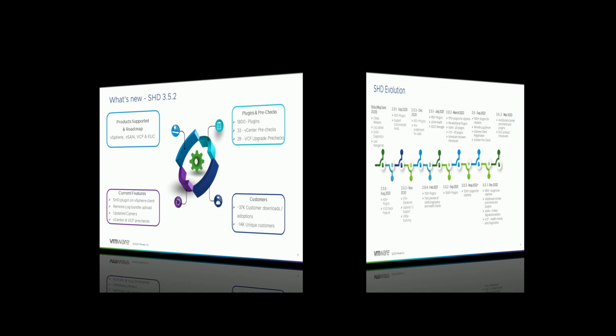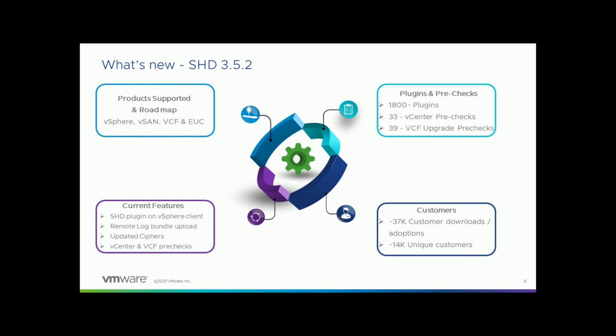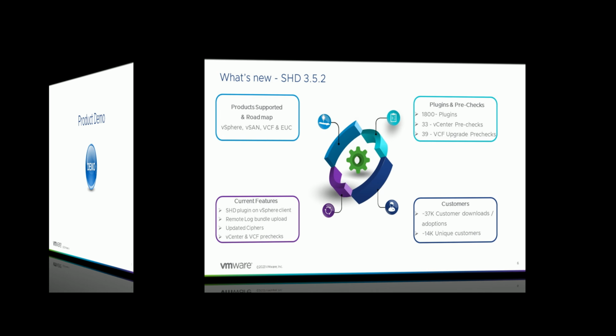Let's now look at what's new with SHD version 3.5.2. SHD now covers diagnostic checks on products like vSphere, vSAN, VMware Cloud Foundation, and EUC. SHD is fully loaded with new features like vSphere Client Plugin, Remote Log File Upload, updated ciphers, and vCenter and VCF pre-checks. The tool now has about 1,800 plugins, 33 vCenter pre-checks, and 39 VCF pre-checks. The tool has about 37,000 version downloads and 14,000 unique customers. Let's now dive into the product demo.